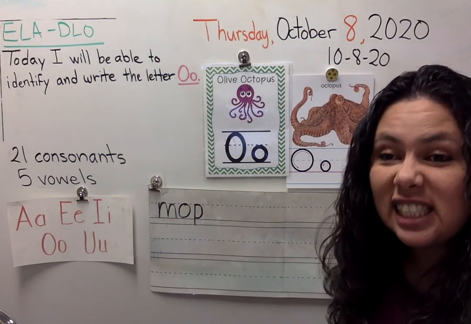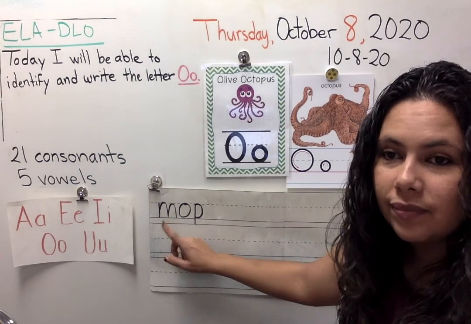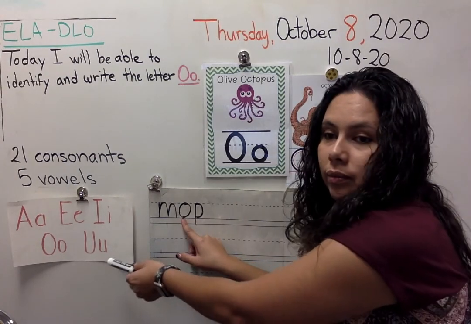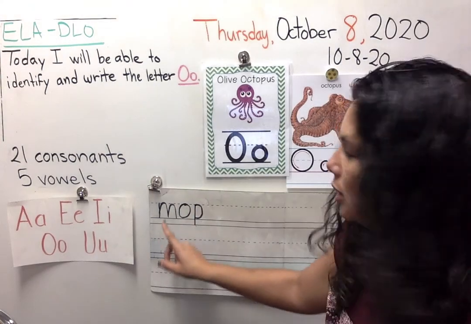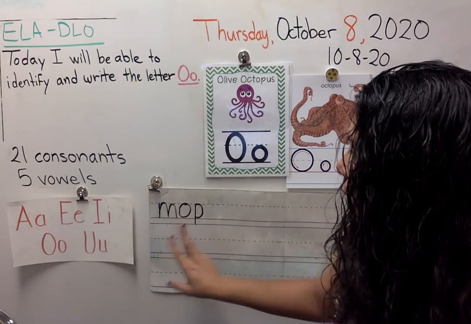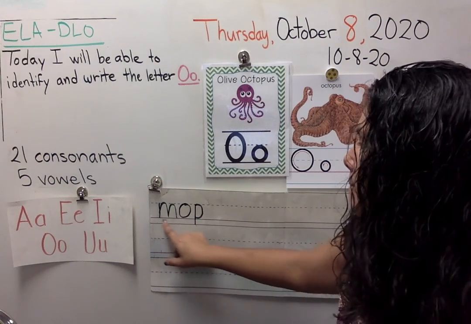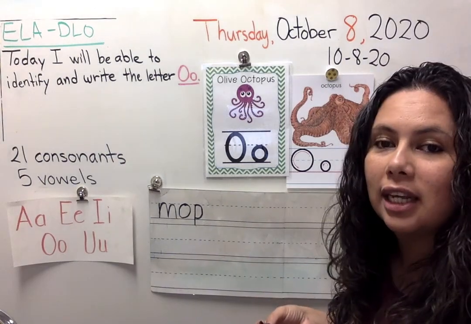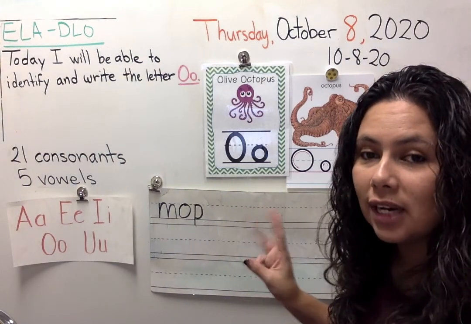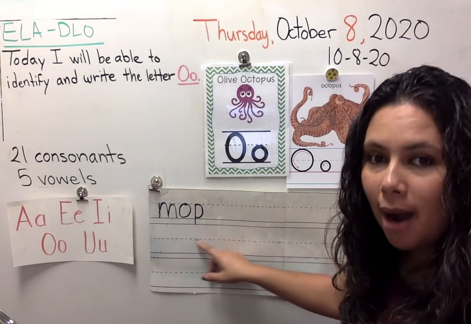That's a CVC word. It is a consonant, a vowel, and a consonant. And I hear the sounds o, p. I heard them. Now I'm going to blend them. Mop. You have to blend it together and say it together. First, you were just hearing it. Then you blend it. Mop.